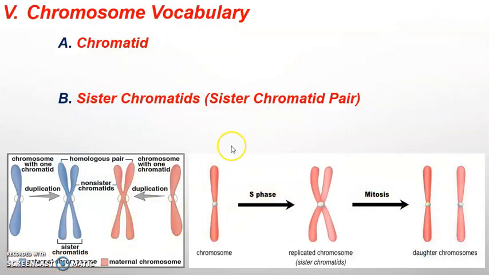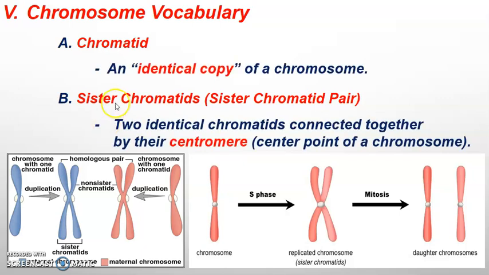And let's finish up with some vocabulary that we're going to see come mitosis. So on this page, I have what's called a chromatid and sister chromatid pairs. A chromatid is just an identical copy of a chromosome. So if you look down here, here's a chromosome. It goes through the S phase, and now you have two halves of that X. Each half is an identical version of that original chromosome called a chromatid.